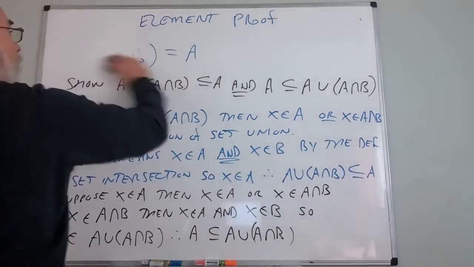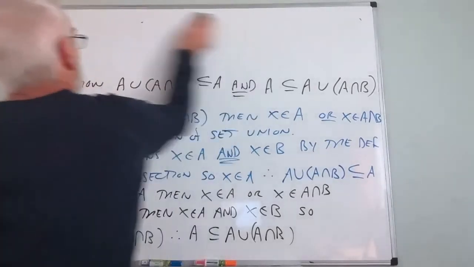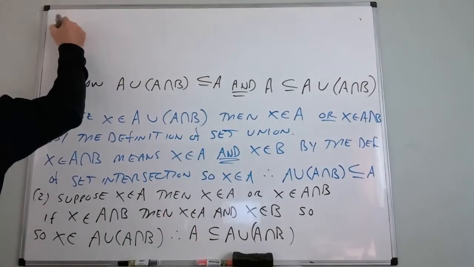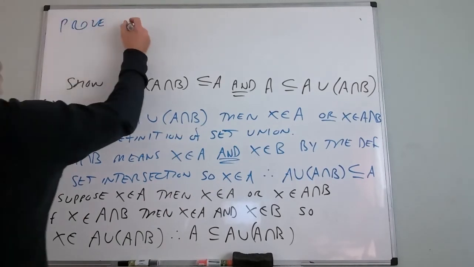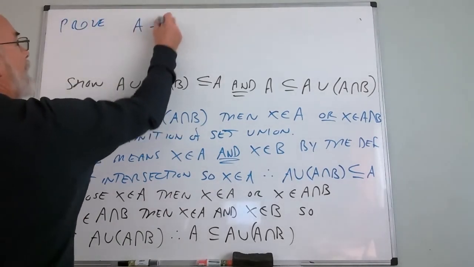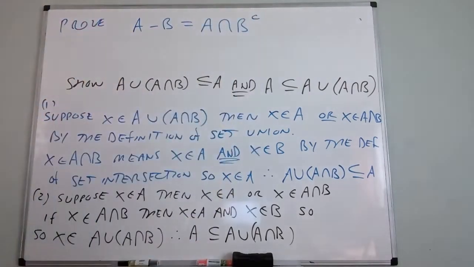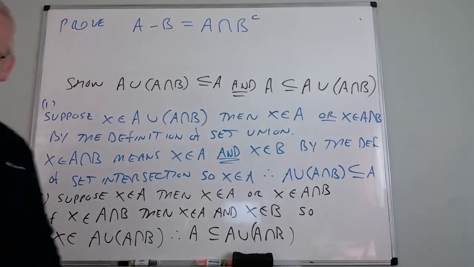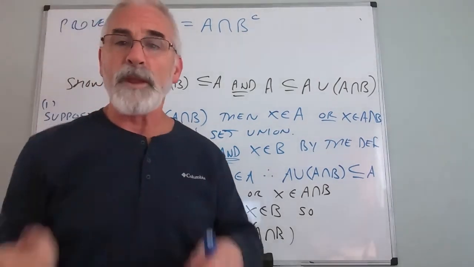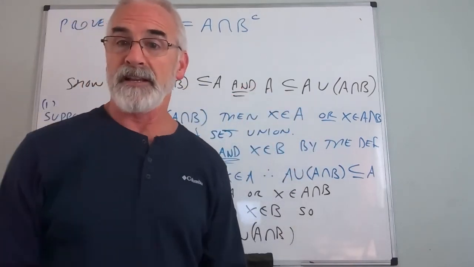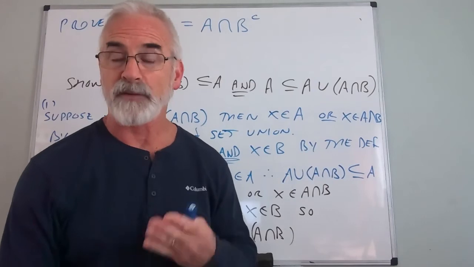Let's prove, for example, what we want to prove, the set subtraction law. What if I want to prove that A minus B is equal to A intersect B complement? I want to prove this. Well, we believe it's true. This is a really important law. Can we actually prove it?